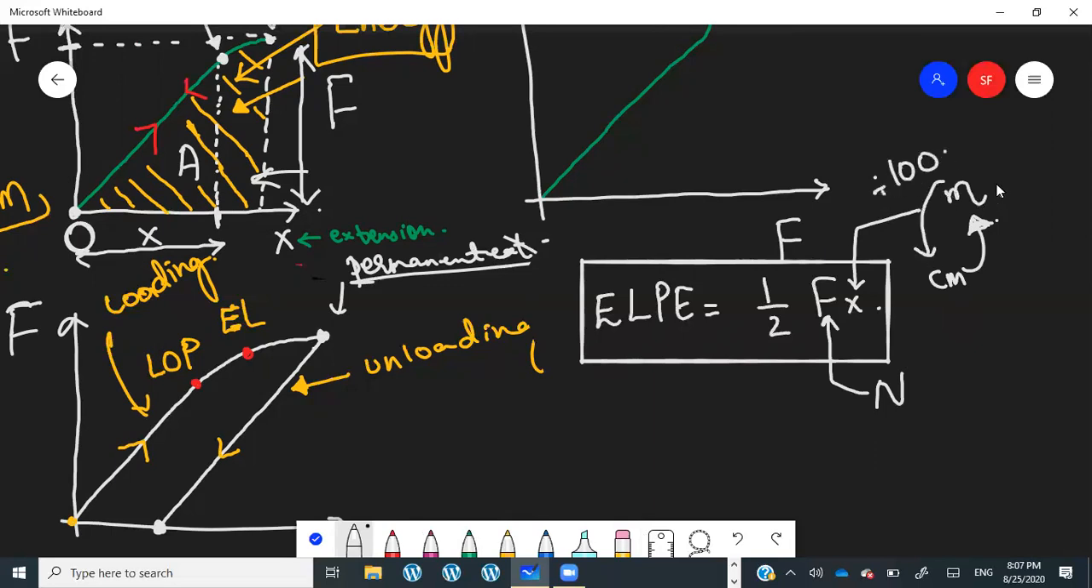Sorry, I mixed that up. Centimeters to meters is divided by 100, meaning 10 raised to the power of minus 2, you just multiply it with this number. And when you're coming back, you do the other way around.